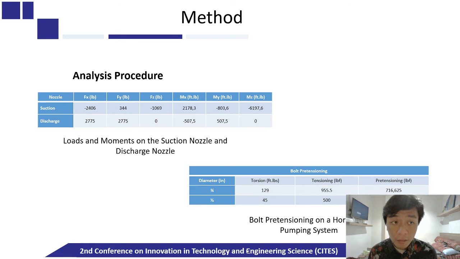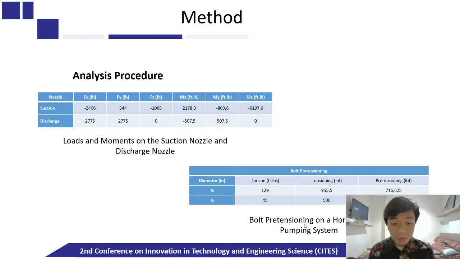Next, the analysis procedure was performed using ANSYS static structural software. In the study, a structural analysis was carried out and the results show how much displacement and stress on the pump was. Load and moment data on the suction and discharge nozzles are entered as input parameters of the horizontal pumping system boundary conditions. And also the bolt pretensioning is entered as the input parameter to maintain the pump position.